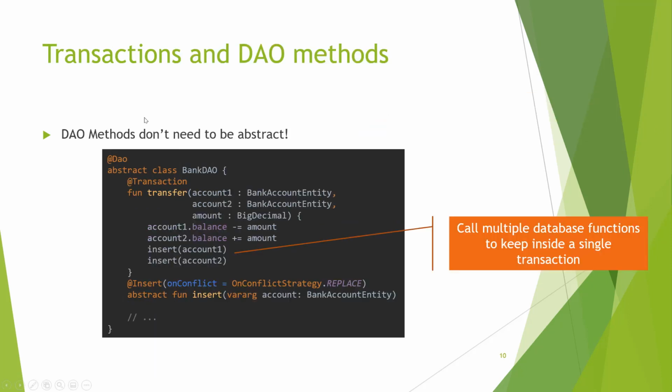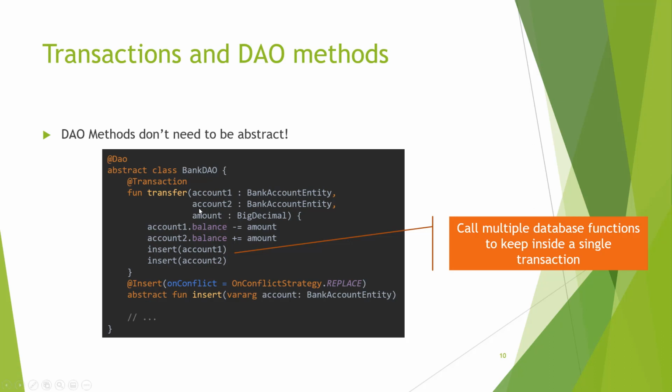If you want to have multiple things happen during a function call, the DAO methods themselves do not need to be abstract. A good example of this is if we assume we had a bank DAO and there's a couple bank accounts and we want to actually move money between bank accounts. So we're doing a transfer. This function here is not abstract. Fund transfer is saying I'm taking in two accounts and I have an amount that I'm going to move between them. So I'm going to do account one balance minus equals, account two balance plus equals, and then do inserts or updates on these guys. Again, depending on how you have those set up.